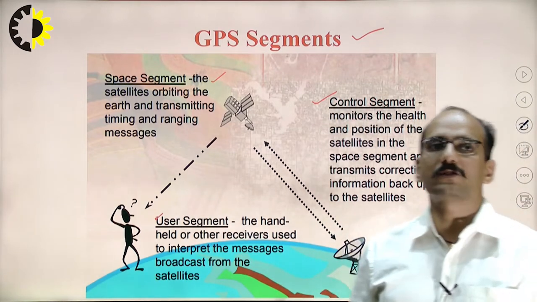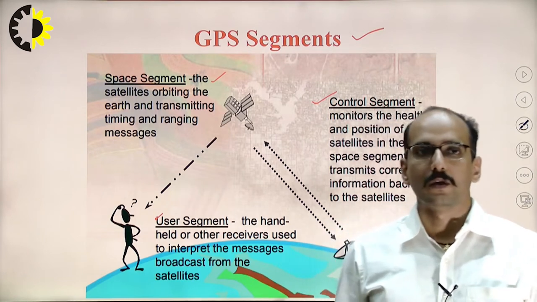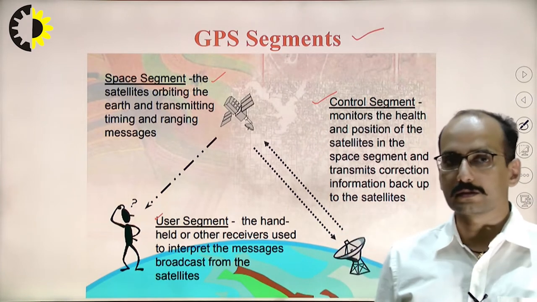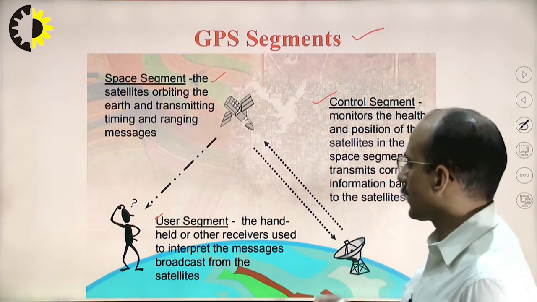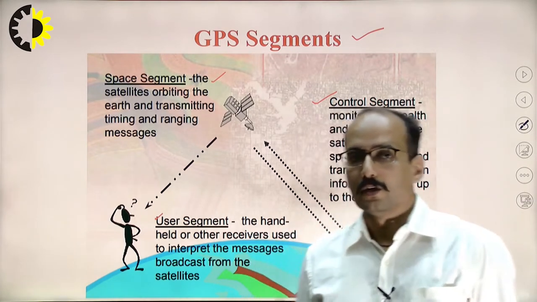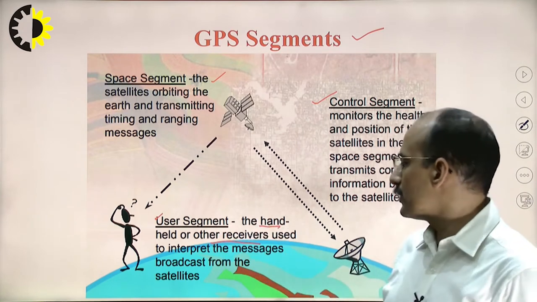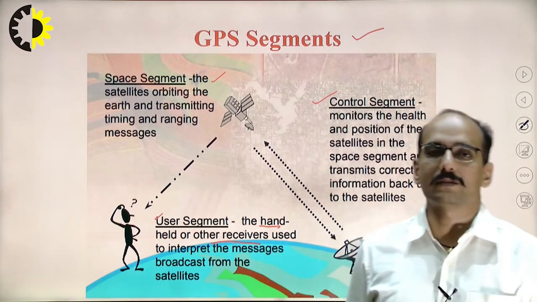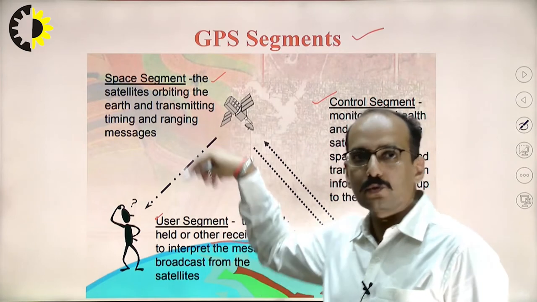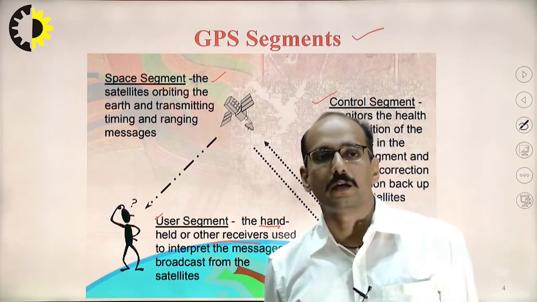When we are talking about the space segment, it has the satellites on board, means the satellites which are orbiting the earth and transmitting timing and ranging messages. Another one is the user, which is located on the earth or in the earth's atmosphere, also known as the GPS receiver. So basically, that GPS receiver is a handheld or other receiver used to interpret the messages broadcast from the GPS satellites. So these are the two individual segments. One is space, that is in outer space, and the user, that is another independent part.